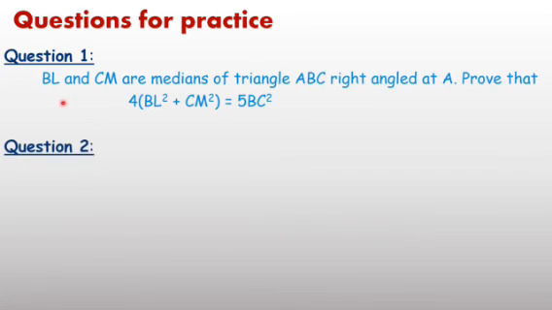Now, here are some questions for practice which you have to complete. There are 3 questions. First, BL and CM are medians of triangle ABC, right angle at A. Means in triangle ABC, angle A is 90 degrees. Then you have to prove 4 times of BL square plus CM square equals 5 times BC square.